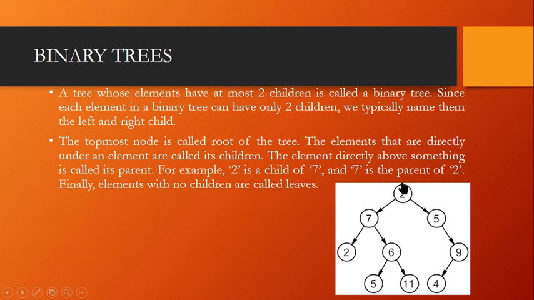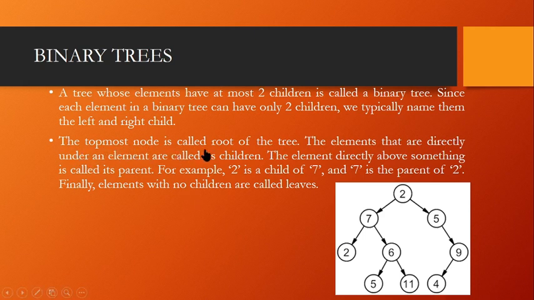2 is a root node and as well as act as a parent for 7 and 5, and 7 is a parent node and 2 and 6 are the child nodes of 7, and the same 6 is going to act as a parent for 5 and 11, and here likewise 5 is going to be a parent for 9 and 9 is going to be the parent for 4, and all these end nodes 2, 5, 11, 4, all these are called as child nodes.